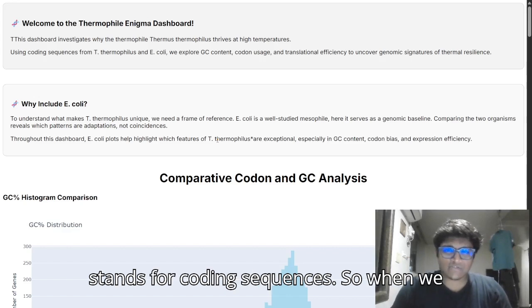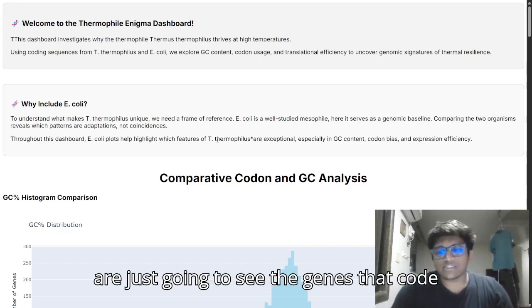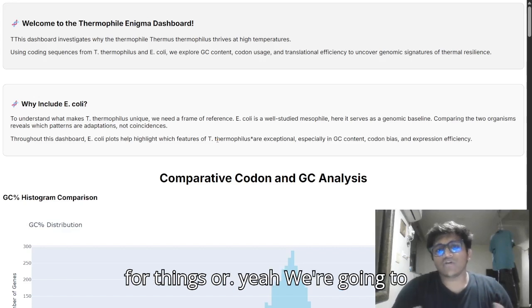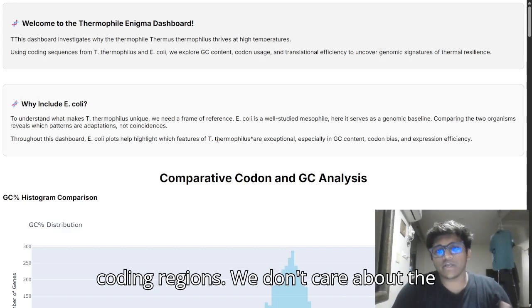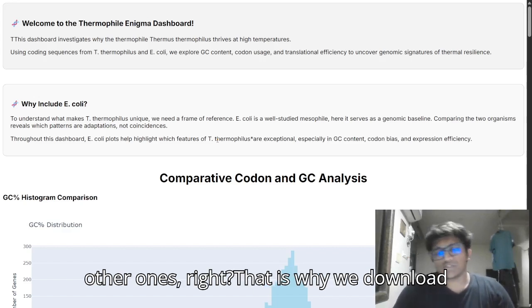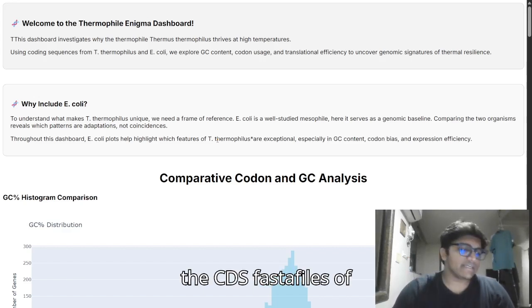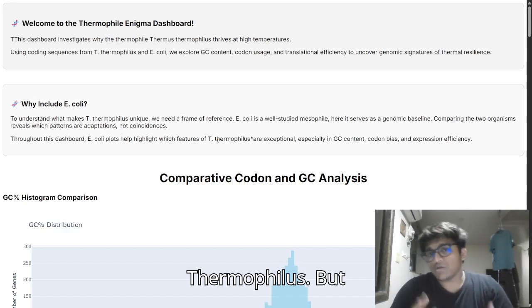CDS FASTA stands for coding sequences. So we are just going to see the genes that code for things, the CDS regions, like coding regions. We don't care about the other ones, right? That is why we download the CDS FASTA files of Thermophilus.